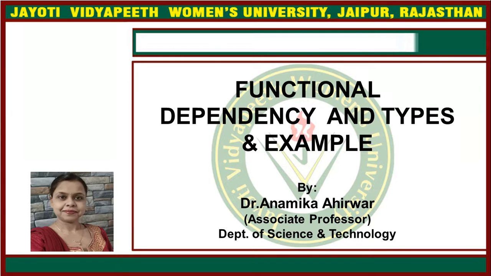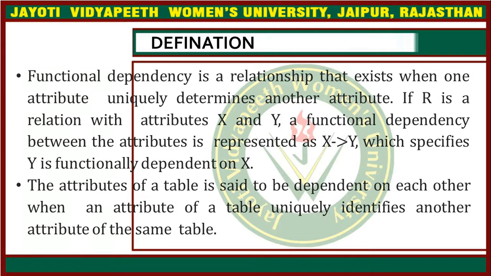Today I am going to take the lecture on the topic functional dependency and types and examples. First of all, I would like to tell you about the definition of functional dependency. Functional dependency is a relationship that exists when one attribute uniquely determines another attribute. Okay, means one is related to another one. But uniqueness should be maintained.